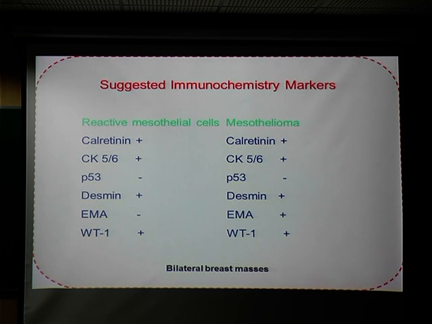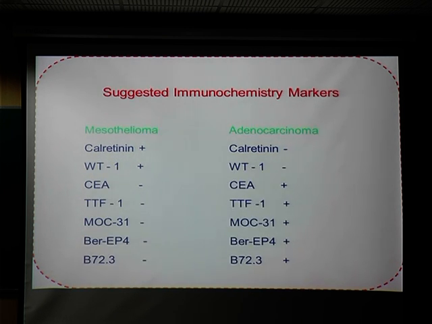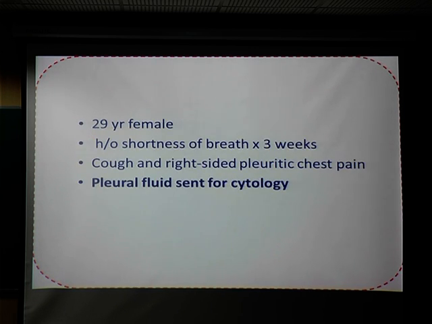But we received history that this patient had bilateral breast masses. Now what do we do? Still the doubt of those reactive mesothelial cells which were appearing like mesothelioma cells is there in your mind. Although you have got a history of bilateral breast masses, it could be an adenocarcinoma. This doubt is there, so you apply the markers for mesothelial cells as well as you apply the markers for the adenocarcinoma cells. Now you have a 29-year-old female.